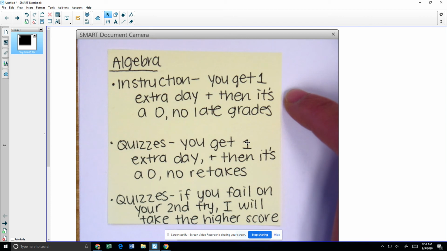I'm still giving you that 1 extra day. But after that, after tomorrow night, if something were assigned today, then it would be a 0. And the biggest thing is there's no late grades. It's a 0 or it's 100, basically, for your Edgenuity videos.